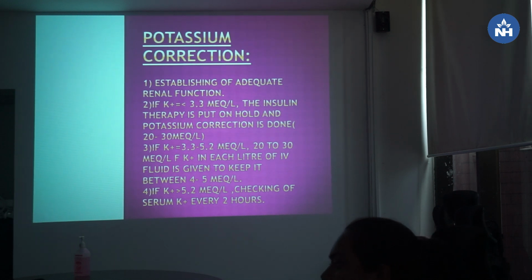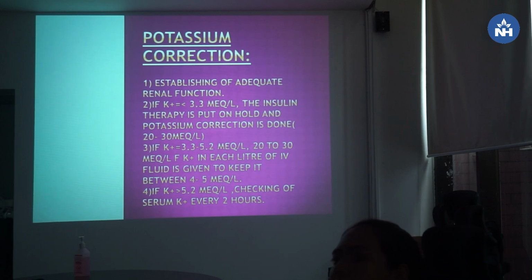What about the next one? If the potassium is between 3.3 and 5.2, so this is almost normal, you say. Why do you still want to give potassium in each liter of fluid? If it is normal, why do you want to correct it? What are you trying to do? If I'm putting the patient on insulin therapy, it will decrease the potassium, so we have to maintain it. That's why we put in potassium. So you're still correcting potassium so that you can maintain it at the normal level. Yes. Fair. Okay. And the last one?